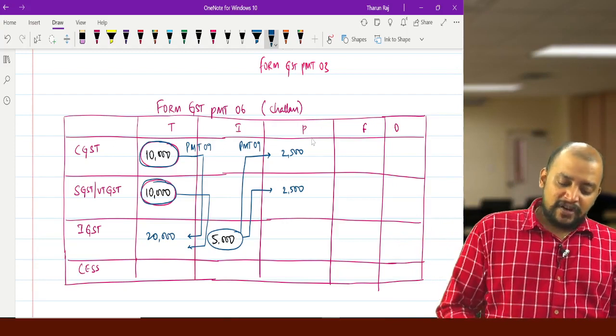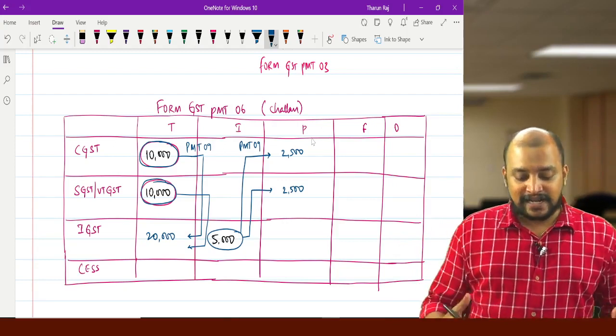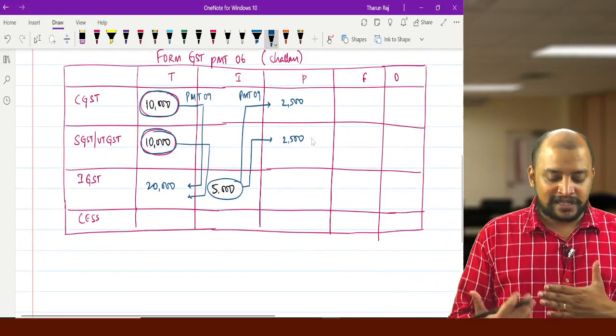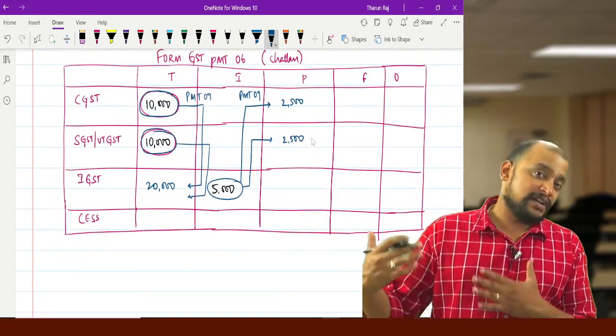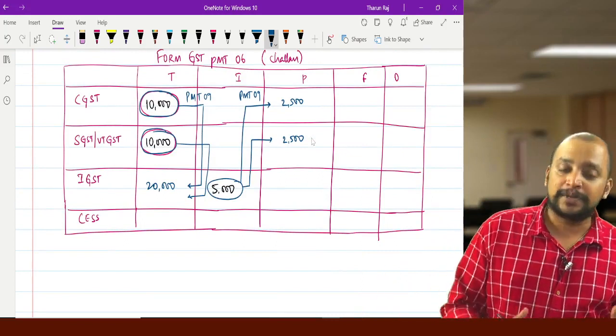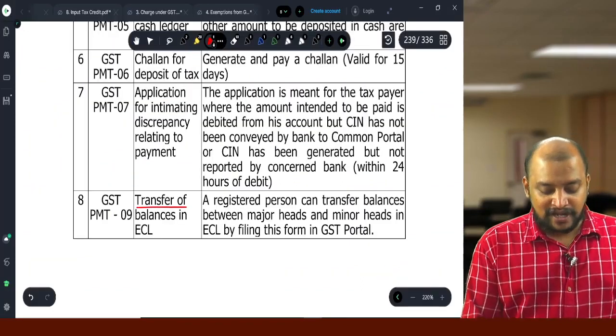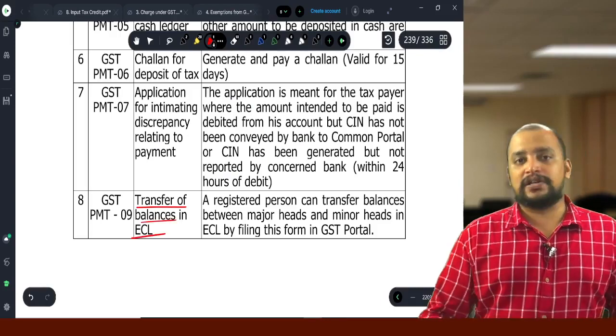So then what will happen, the rectified statement will be like this: the 20,000 will be coming into the tax, and the 2,500 will go to the penalty CGST, SGST. So this advantage is there by filing PMT 9 for transfer of balances in the cash ledger.